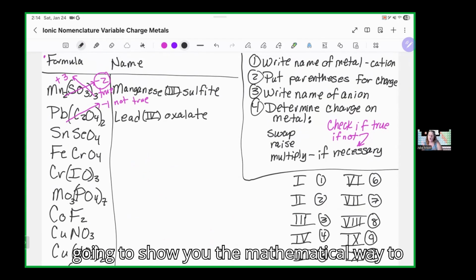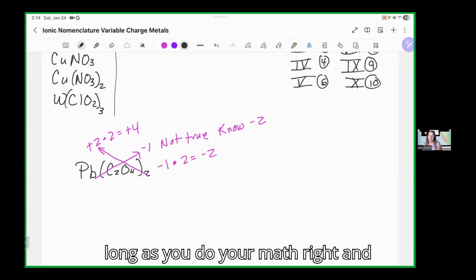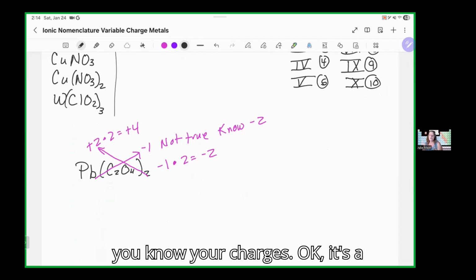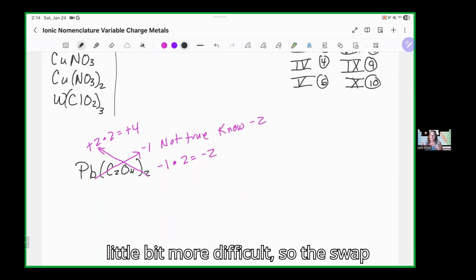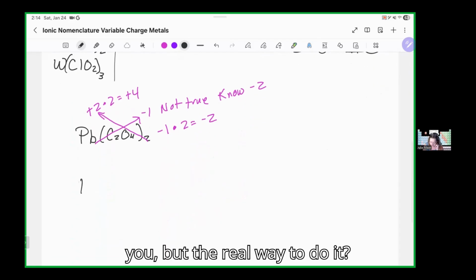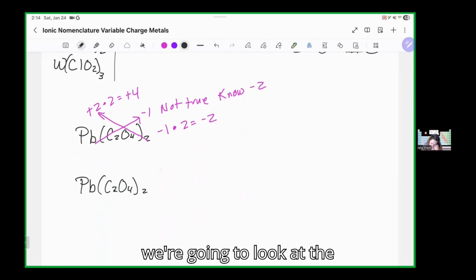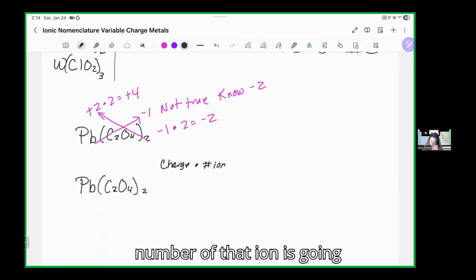Okay, so right now I'm going to show you the mathematical way to do it that will always be right as long as you do your math right and you know your charges. Okay, it's a little bit more difficult, so the swap, raise, and multiply might be easier for you. But the real way to do it is we're going to look at the charge on the ion times the number of that ion is going to give me my total charge.